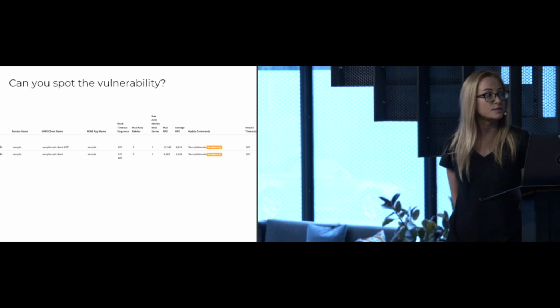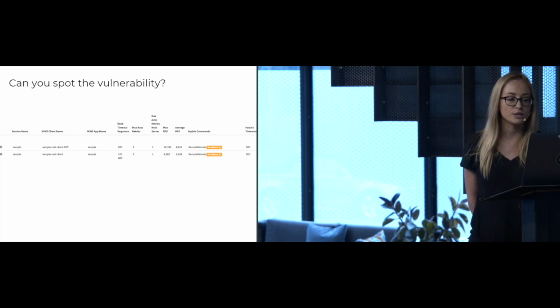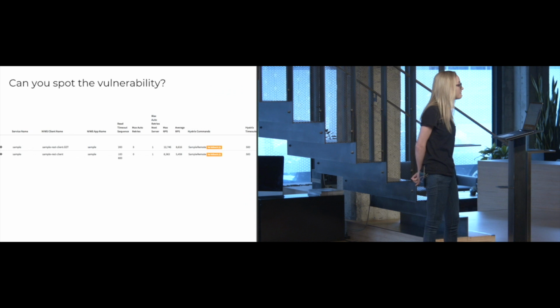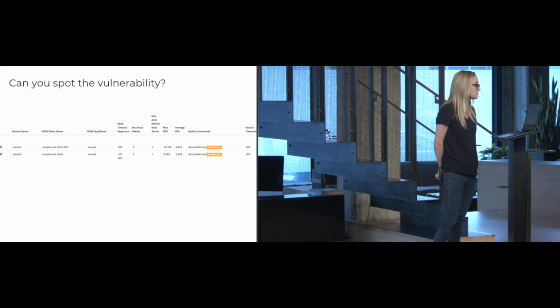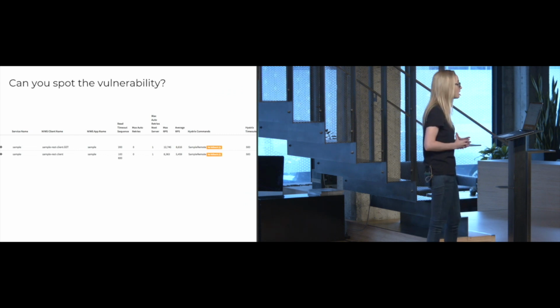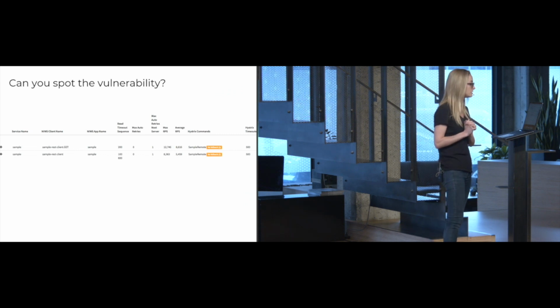So to give you some context, the sample remote Hystrix command wraps both the sample rest client and the sample rest client.get. The Hystrix timeout is set to 500 milliseconds. So sample rest client.get has a timeout of 200 with one retry. And this is fine because it's a total of 400 milliseconds with exponential backoff, which is within that Hystrix limit.